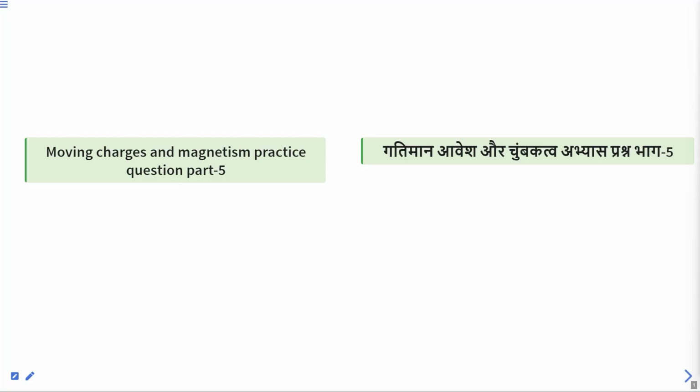Hello students, in today's lecture we will solve some practice questions based on moving charges and magnetism part 5.